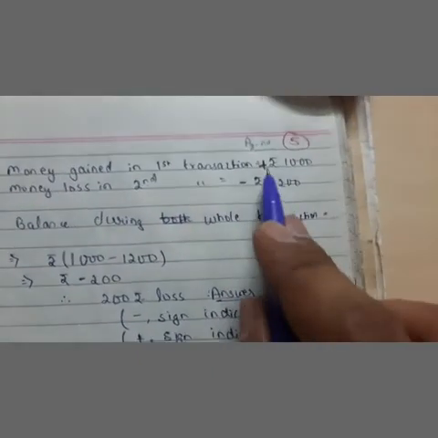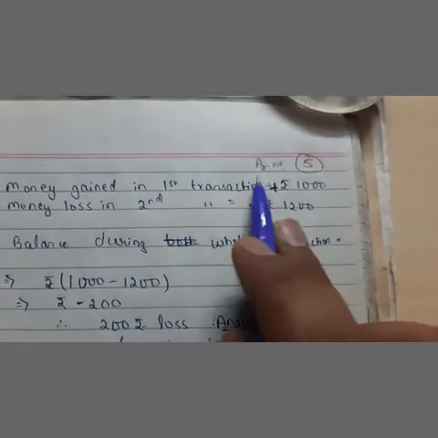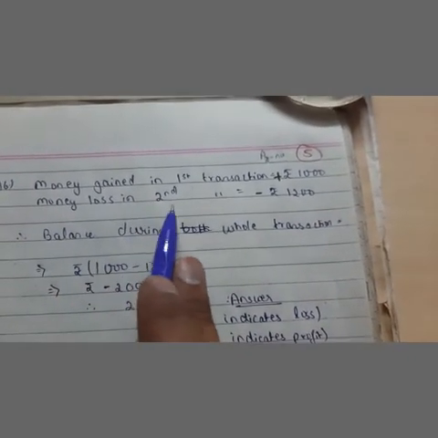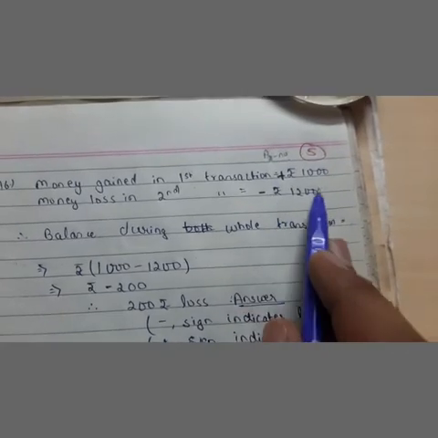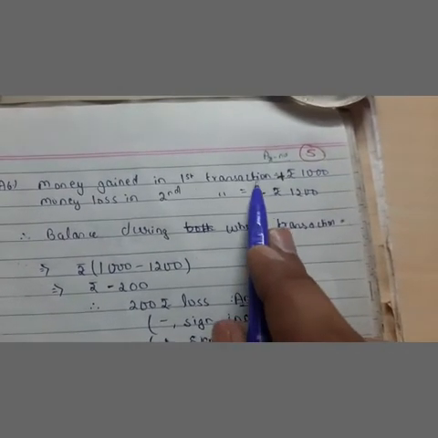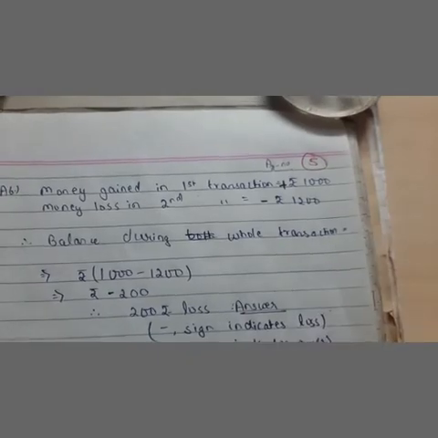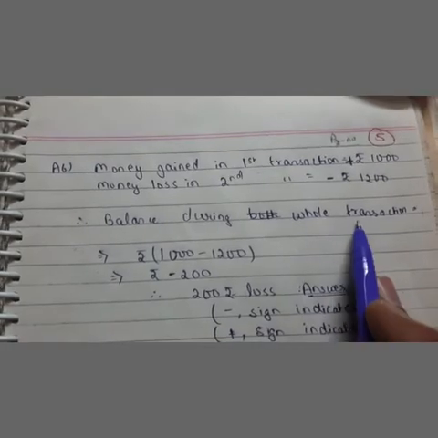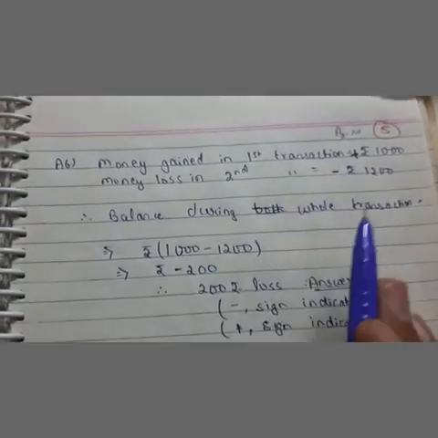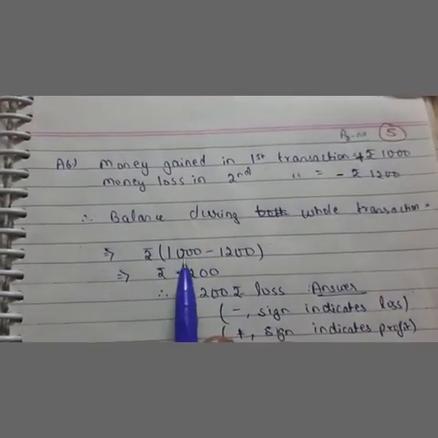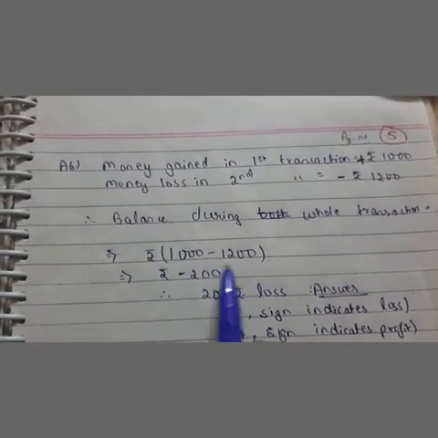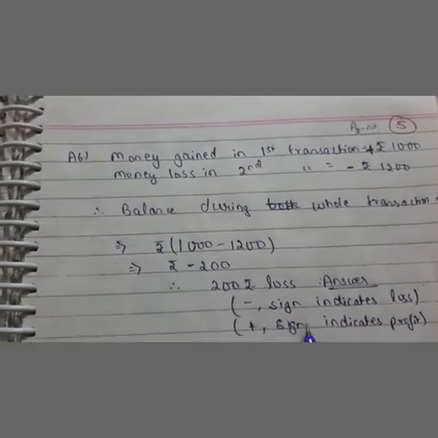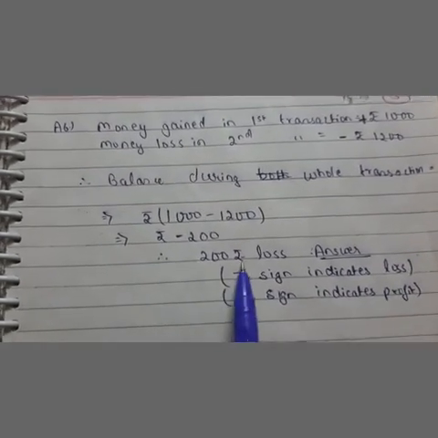1000. Now why I have written plus? Because this he is gaining, so plus 1000. And money which he lost in second transaction, it was how much? 1200. Why I have written here minus? Because this much he is losing, so the balance during the whole transaction means first and second, how much balance is remaining? Simply subtract 1000 minus 1200. What will be the answer? Minus 200. Now this minus indicates what? That this is loss, so 200 rupees loss.